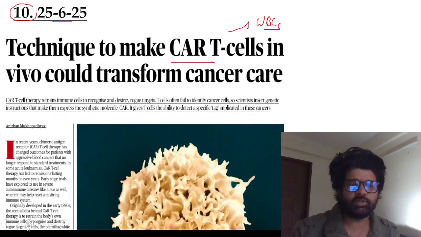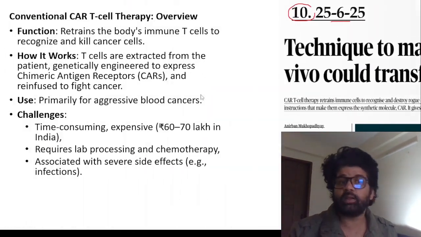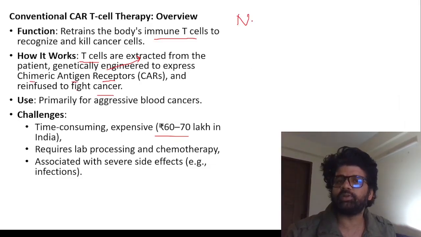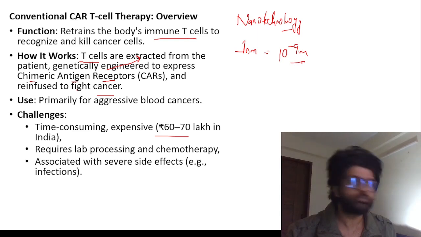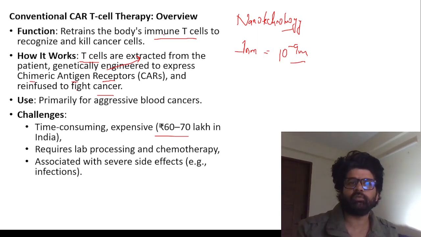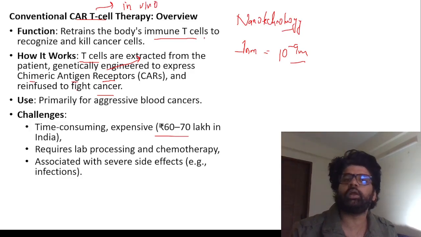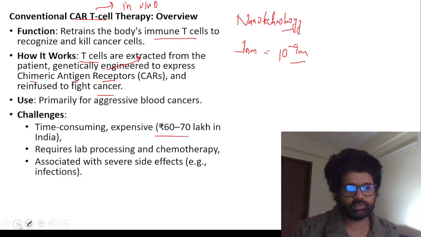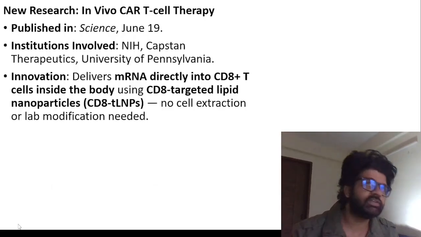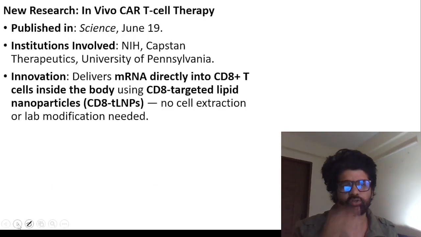In vivo CAR T cell means using nanotechnology, explicitly mentioned in your UPSC GS Mains Paper 3 syllabus, guys. Nanotechnology, 1 nanometer, 10 to the power minus 9 meter. So using nanoparticles, we will do this CAR T cell in vivo. In vivo means inside the body only. We don't need to take out T cell. Inside your body, T cell will be re-engineered. CAR will be given to them using these nanoparticles. So it will save us money, it will be much more cost efficient.